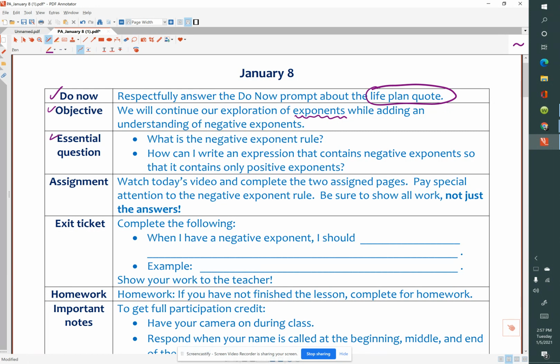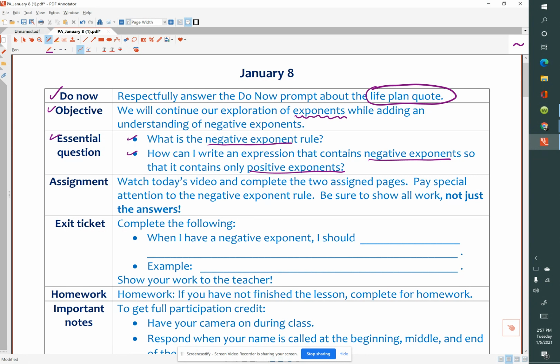Our essential questions ask, what is the negative exponent rule? We'll find that out. And how can I write an expression that contains negative exponents so that it contains only positive exponents? Because mathematicians, we don't like to leave those negative exponents in there. We like to find a way to write our exponents as positive.